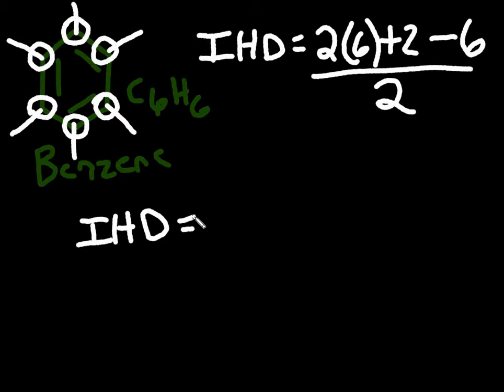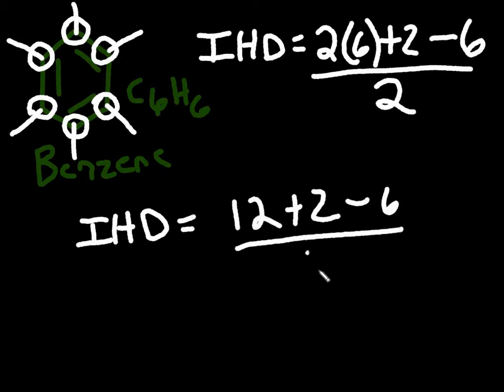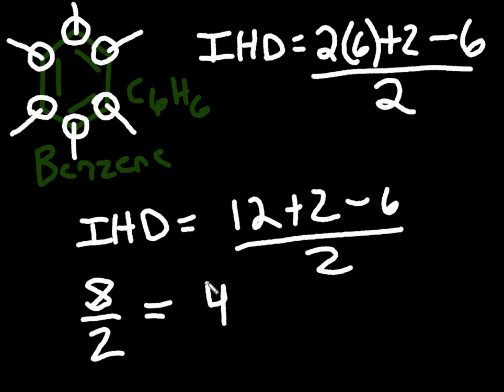It's real simple. Okay, so 2 times 6 is 12, plus 2 minus 6, all over 2. 12 plus 2 is 14. 14 minus 6 is 8. So we have 8 over 2, and that will equal 4. So the hydrogen deficiency of this compound is 4. Okay.